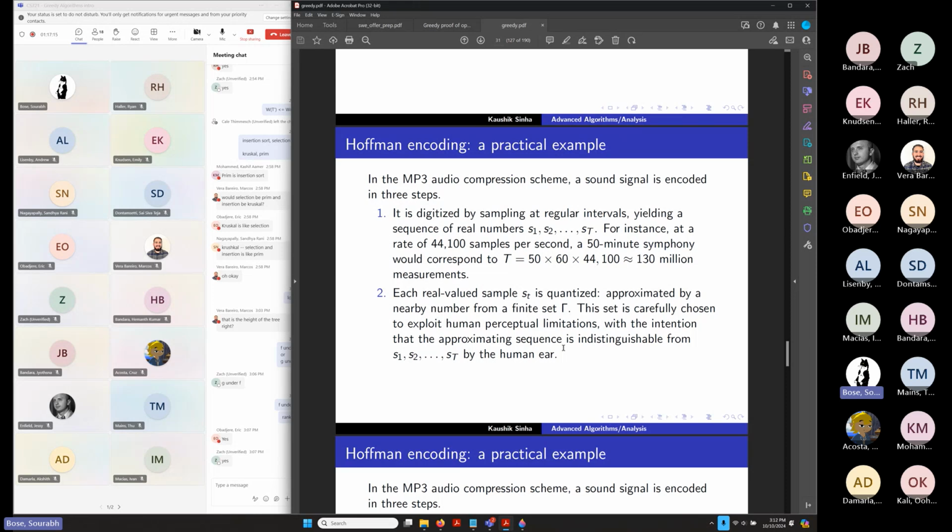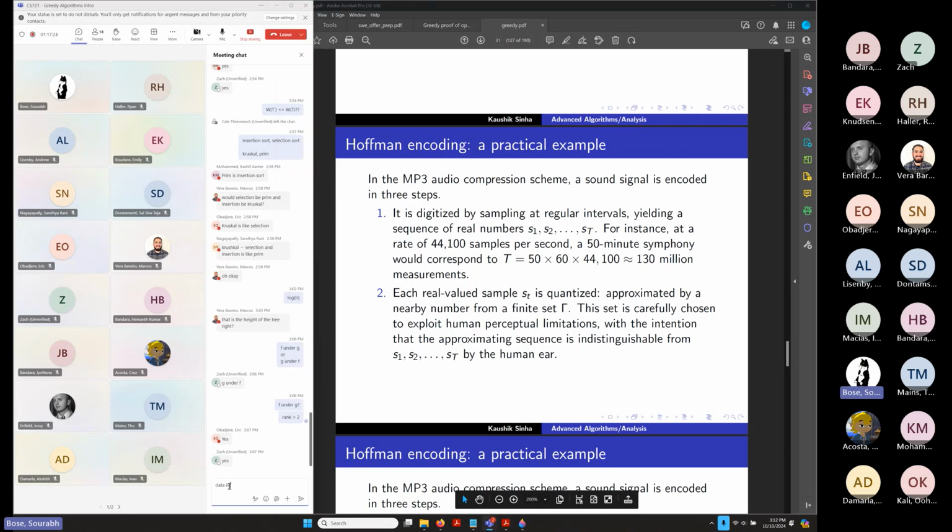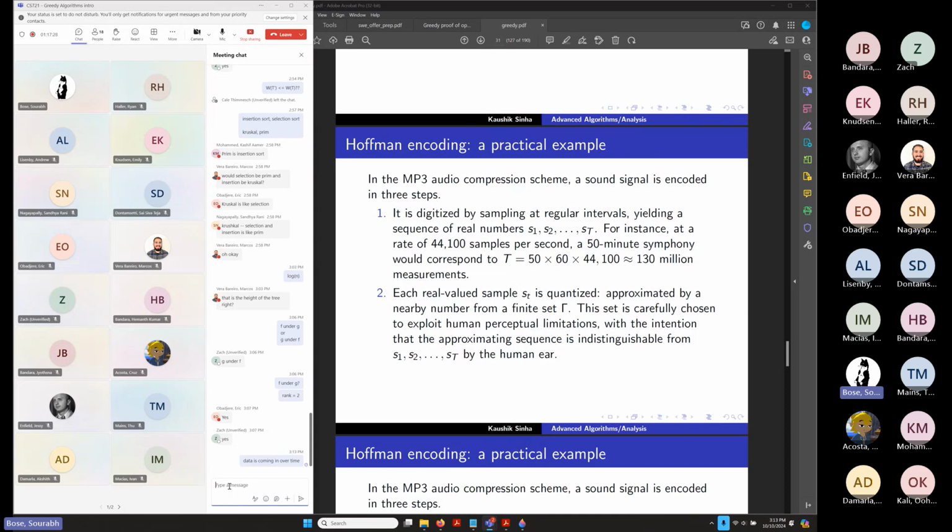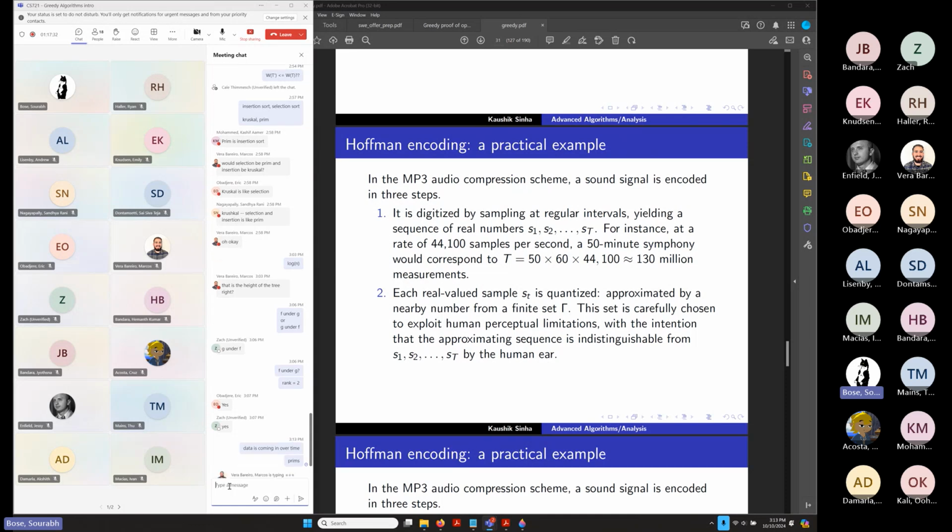If your data is coming in over time, you would prefer what? Prim's or Huffman? Sorry, Prim's or Kruskal. If your data is coming in over time, then I will not be sorting the entire thing. I would prefer Prim's. If I have the graph already, I would prefer Kruskal. Do you guys agree?